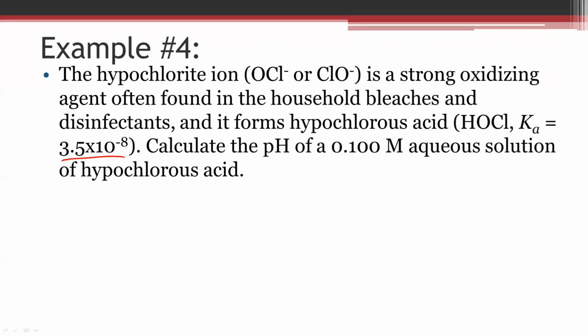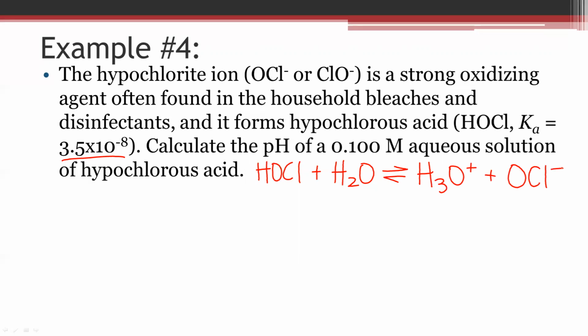And this time I'm going to actually plug in everything. So our acid is the HOCl, and water is going to act like a base this time, where we will then form the hydronium, and then the conjugate base is the leftover after you take off an H and after you take away one charge. Okay, so that's where we get that hypochlorite ion.